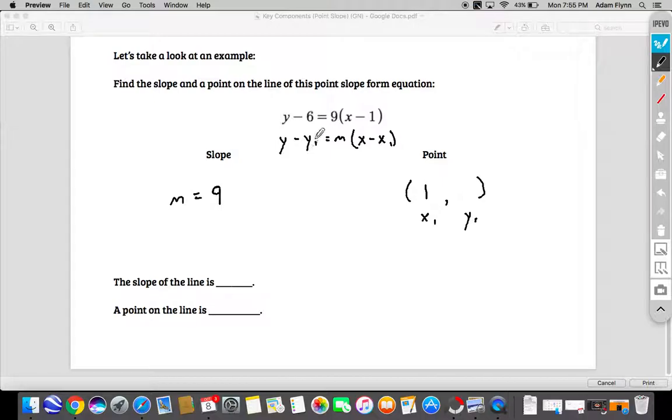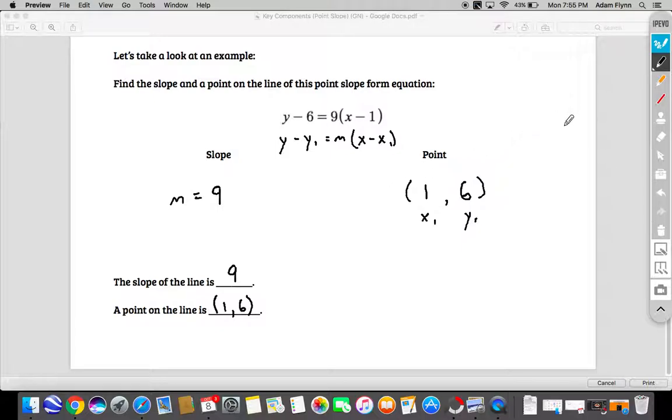Now for y1, I'm given minus 6. So I need to flip the sign so it becomes positive 6. Okay? And similarly, if I had plus 6 right here, my y-coordinate would be negative 6. We always switch the sign. So the slope of this line is 9. And a point on this line, or a point that this line runs through, is 1, 6.